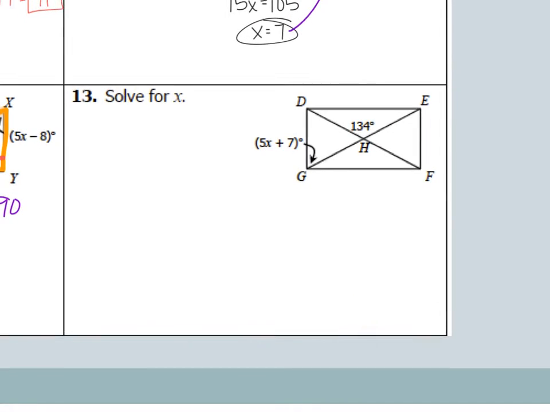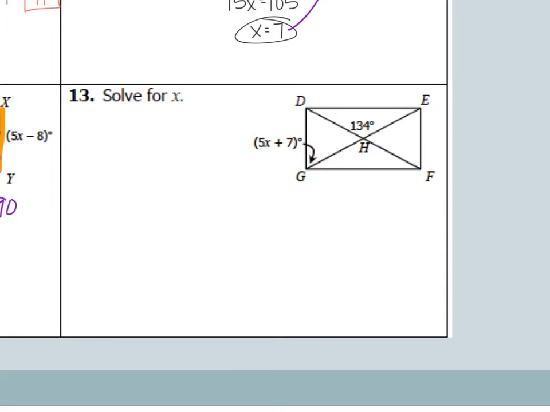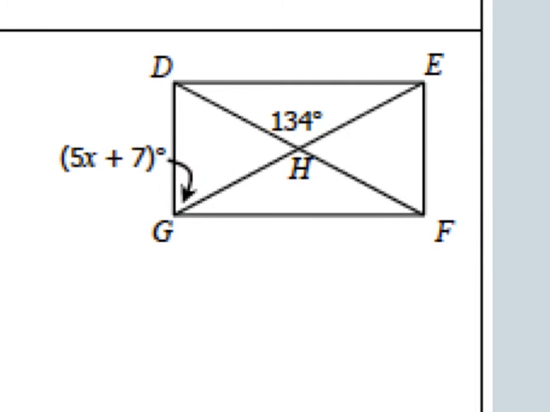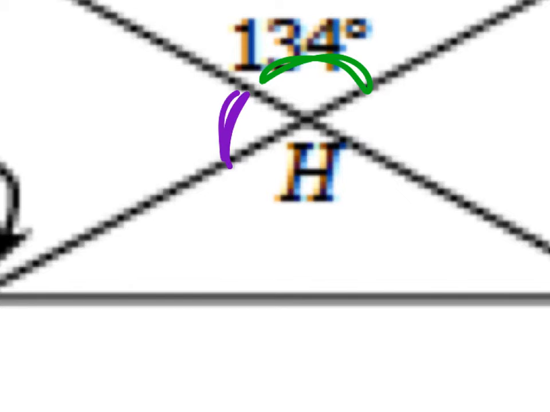Question 13, solve for x. Okay, so the first thing I noticed about this problem is that if this angle is 134, this angle here in purple is going to be 180 minus 134 because they're linear pairs. So that's a 46-degree angle.